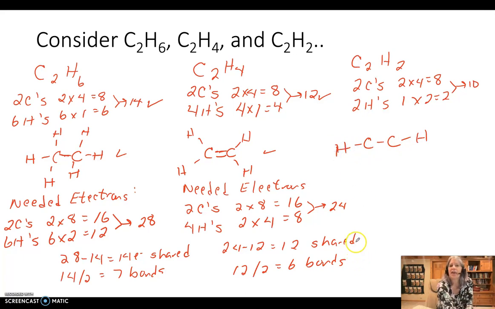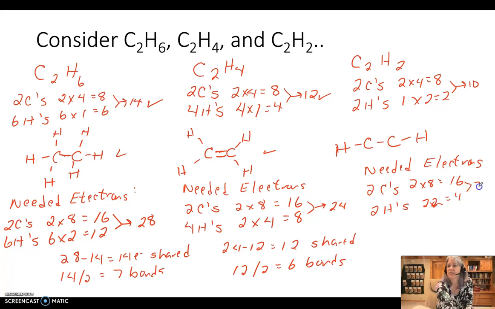And then I can calculate again how many needed electrons for each atom to have an octet or a duet. There's 2 carbons. Each of them needs 8. 2 times 8 is 16. There's 2 hydrogens. Each of them needs 2. 2 times 2 is 4. Total needed electrons, 20. They need 20, but they only have 10. So that means they have to share 10 of them. 20 minus 10 equals 10 shared electrons.